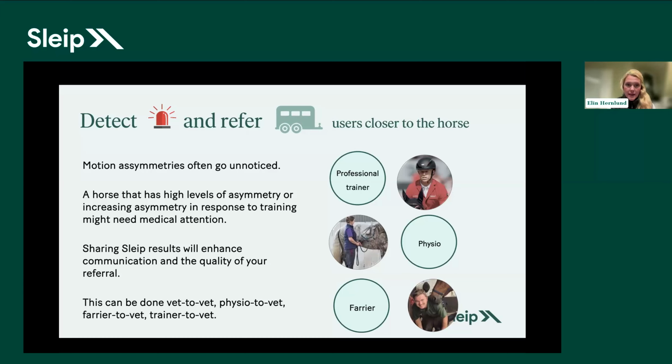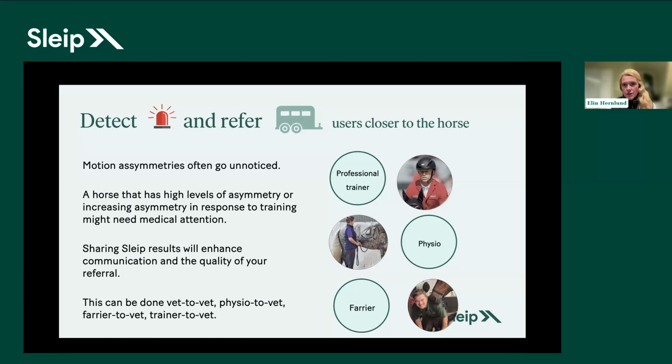Motion asymmetries of this kind often go unnoticed. A lot of the studies that I have performed at my university, but also others around the world, show that there is a lot of motion asymmetry out there. There's potentially also a lot of lameness out there that goes unnoticed. So if a horse has a high level of asymmetry or an increasing asymmetry in response to training, that's a horse that we want to pick out of the crowd. We want it to get medical attention.